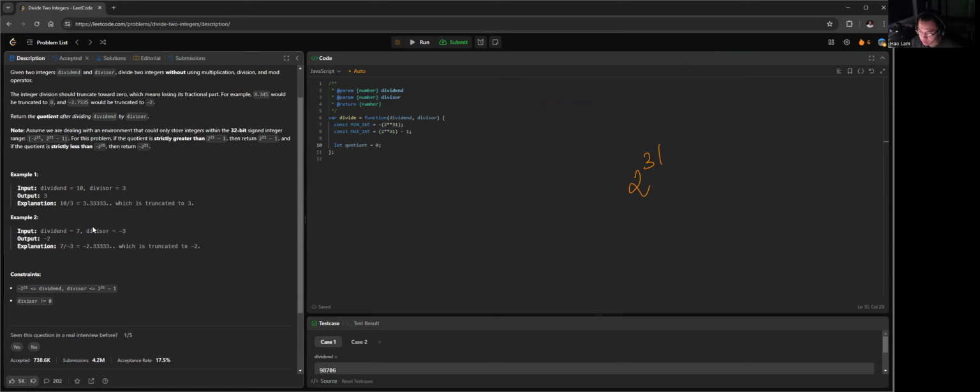So another way we can do this is that we keep multiplying the number by 2. We can keep doubling the number. So let's say the dividend is 93706, and the divisor is 157.